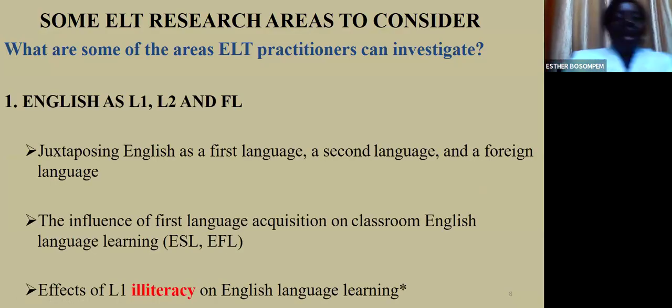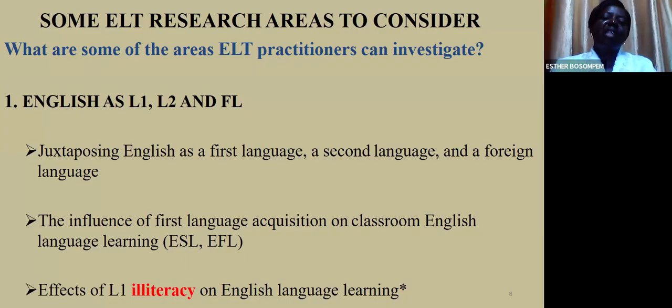All right. So I also have to share with you, and you have mentioned many of them. We can look at English language as L1, L2, and at the same time, a foreign language. So English as a first language, as a second language, and then as a foreign language. We can juxtapose the three to see where they converge and where they diverge. It's a very good area that we can look into. We can also look at the influence of the first language on classroom English language learning. Language acquisition has to do with the first language usually. And now we have language learning, which is seen as an intentional act, and that can be either English as a second language or English as a foreign language.